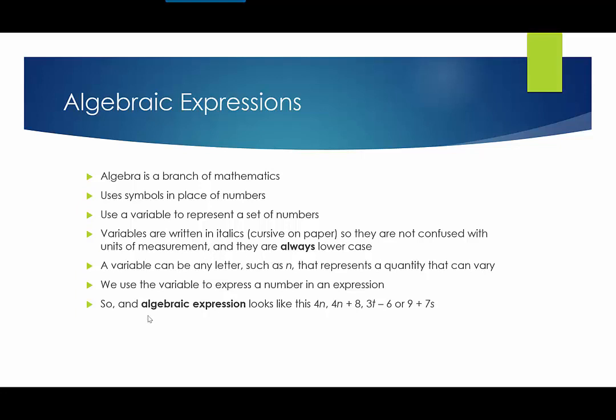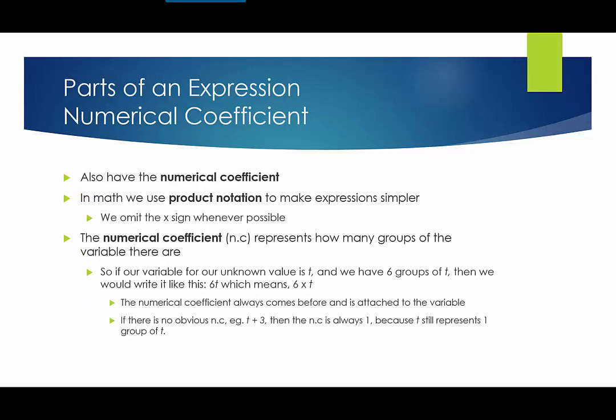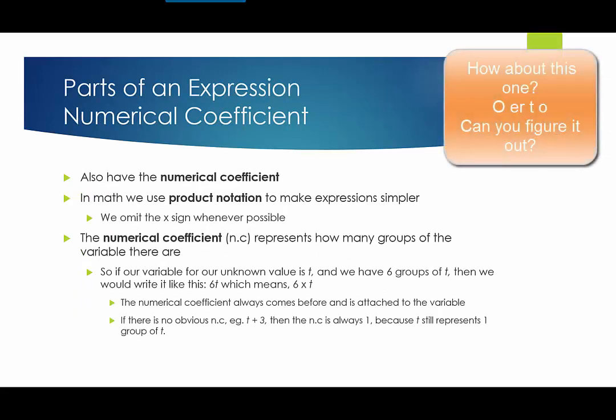So an algebraic expression looks like this: 4n + 8, 3t − 6, or 9 + 7s. An expression has no equal sign. So this all by itself is unsolvable. You would need to know the value of s, or the value of t, or the value of n in order to come up with an actual finished number for these expressions. There are a bunch of different parts of your algebraic expression or equation, but right now we're just dealing with expressions.